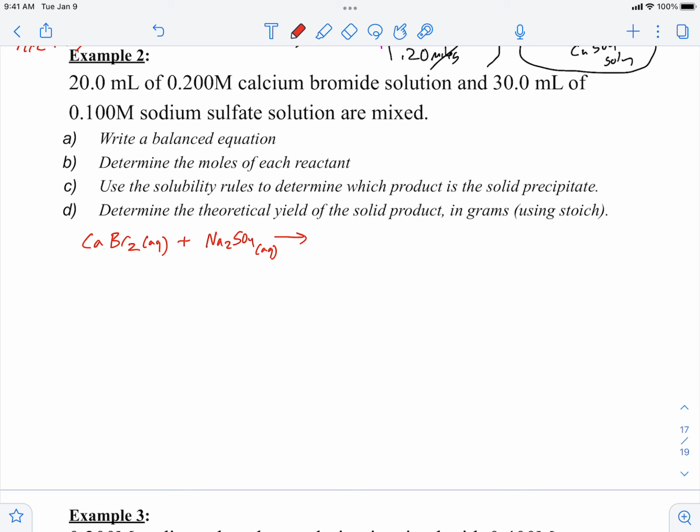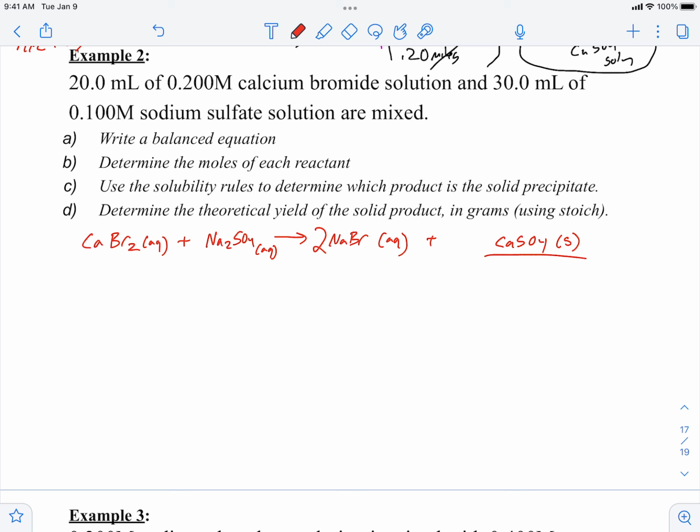You know by now this is double replacement. You can check your solubility rules. Calcium sulfate ends up being the insoluble one, so that is our solid precipitate. Sodium bromide is aqueous. And we just balance this, put a coefficient there. Okay, we got our balanced equation.